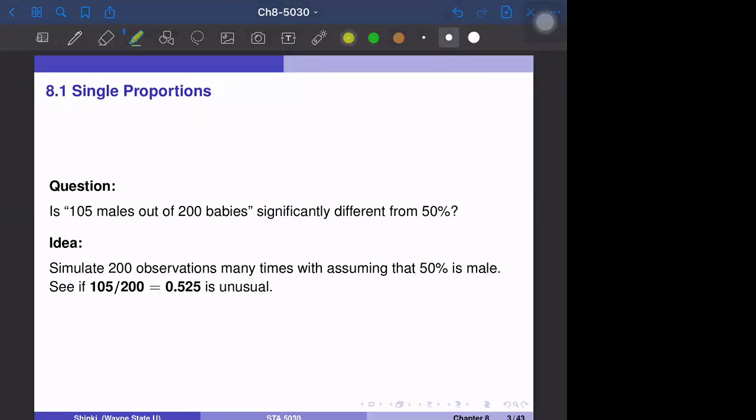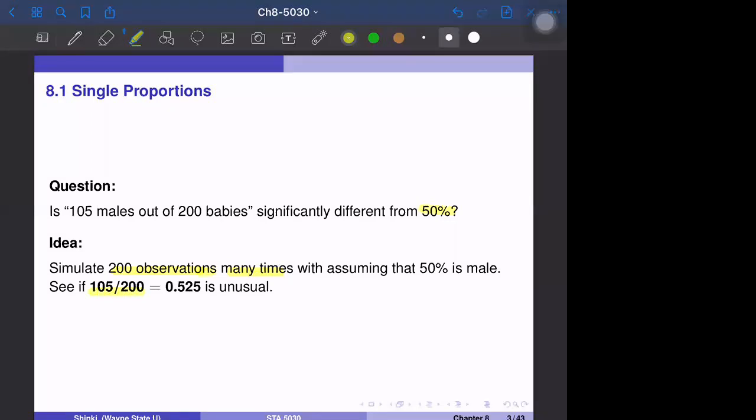Hi, section 8.1, A/B group proportions. The question: is 105 males out of 200 babies significantly different from 50%? The idea to answer this question is to simulate 200 observations many times, assuming that 50% is male. Then we see if our realization, 105 over 200, is unusual or not.